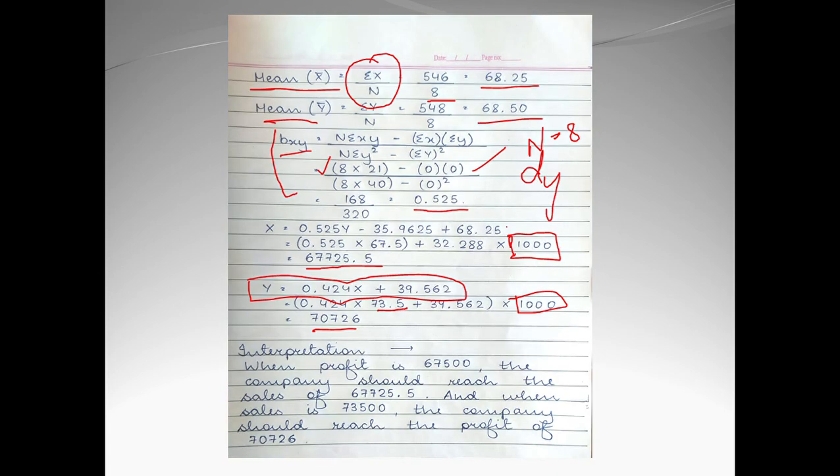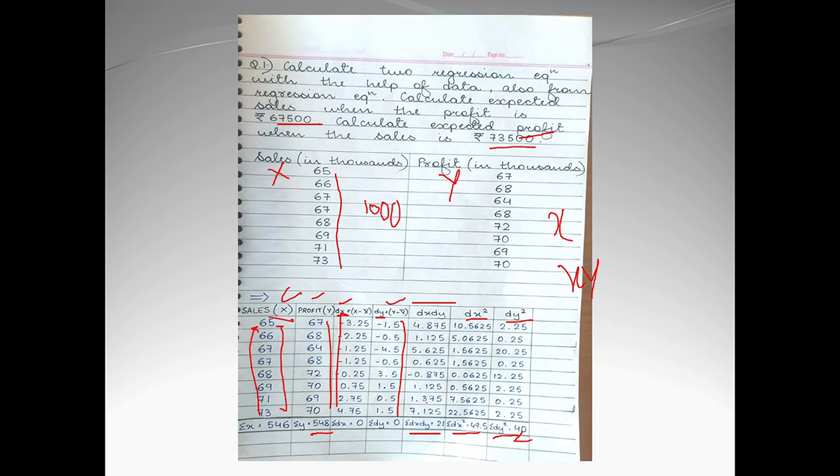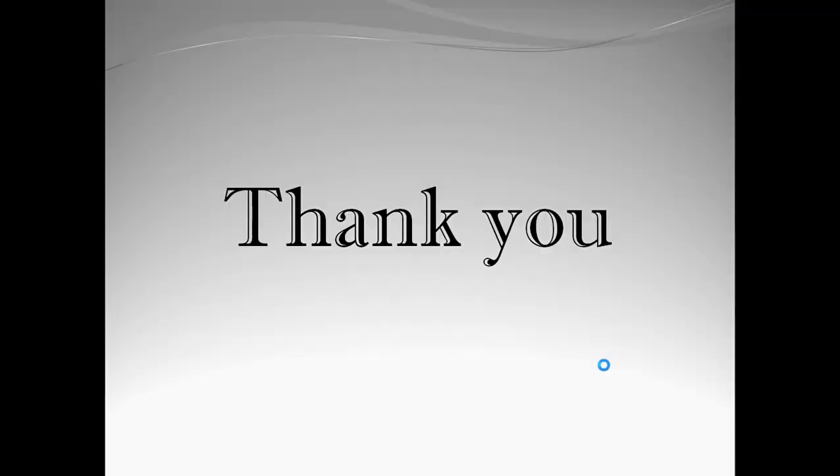Now at last we have to write the interpretation of this. So the interpretation goes like, when profit is 67,500, the company should reach the sales of 67,725.5, and when sales is 73,500, the company should reach the profit of 70,726. So this was our regression equation solution. Thank you.